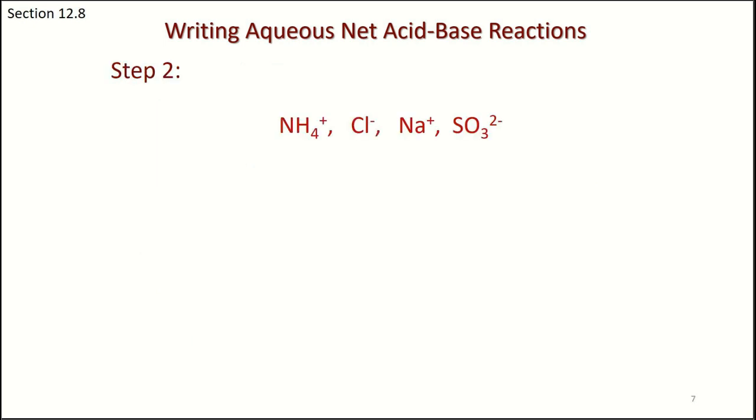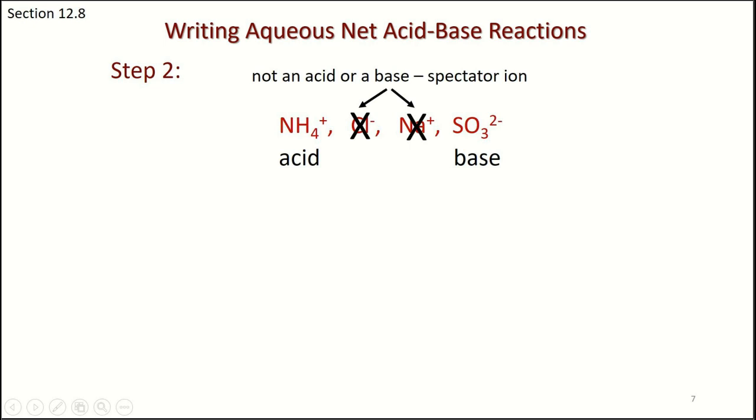Next, we can see if we can eliminate spectator ions. We know that sodium ion is a spectator ion already, but chloride ion will also be a spectator ion, and we will explain why this is in a subsequent slide. Therefore, with the remaining species, we have ammonium ion and the sulphite ion. The ammonium ion has acidic protons that it can donate, so it will be the acid. Sulphite ion, therefore, will participate as the base in this reaction.